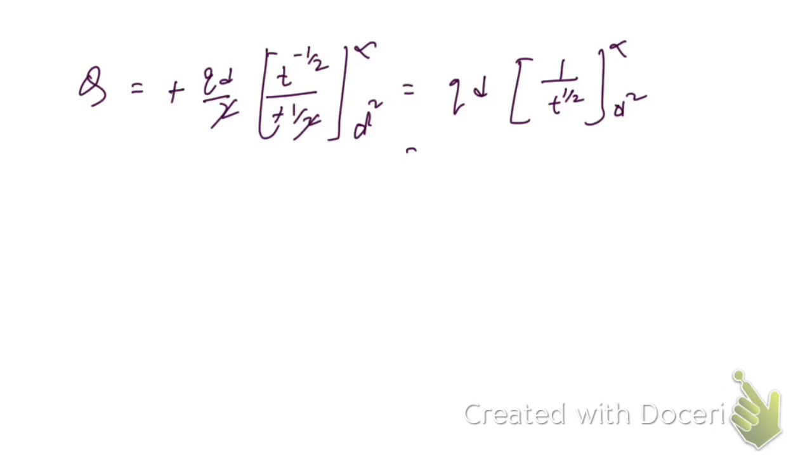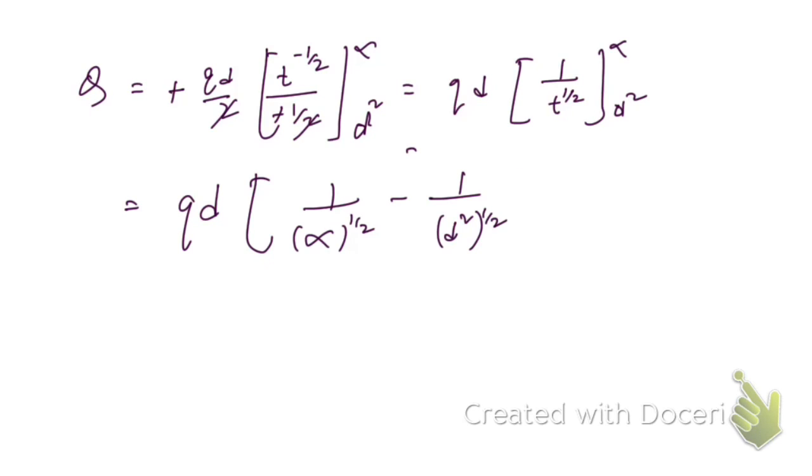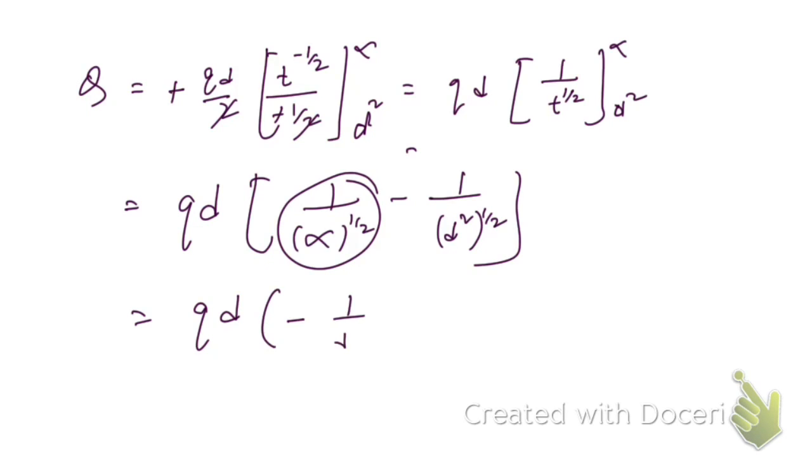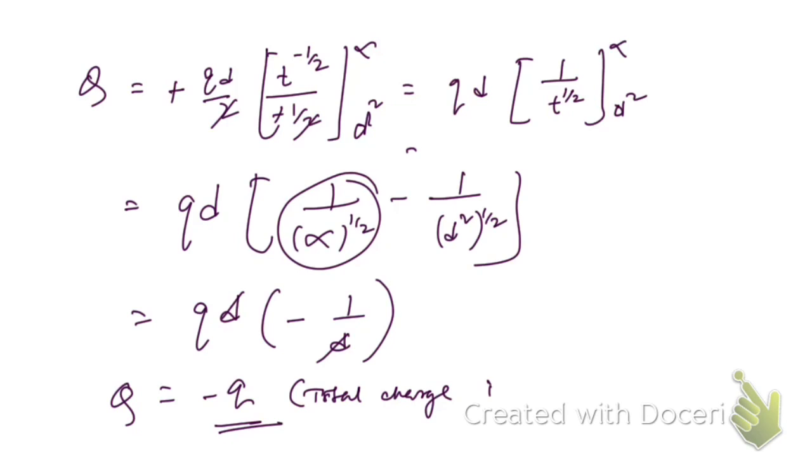So here is a new slide. So this is q d. If we put 1 by infinity to the power half, that's going to be 0 again, minus 1 by (d square) to the power half. So here q d, this becomes 0, so we're going to have minus 1 by d, right? So this d cancels, so we're going to get minus q. So that is the charge induced, the total charge induced on the plate, right? Hope you have understood this.